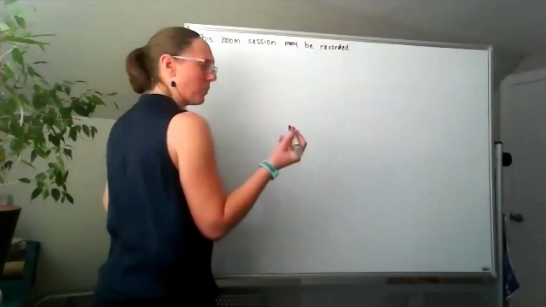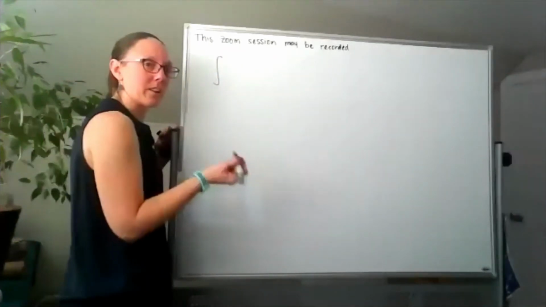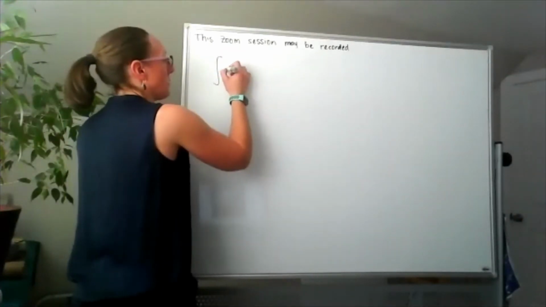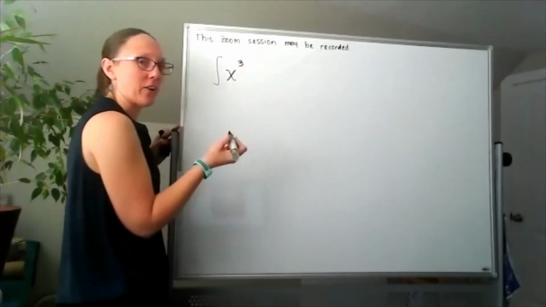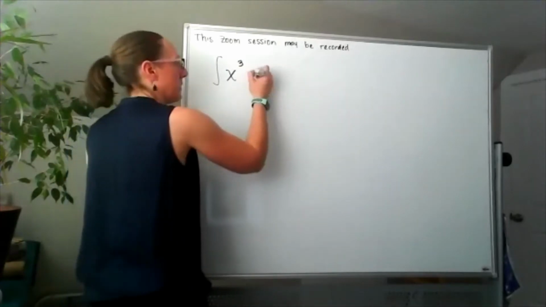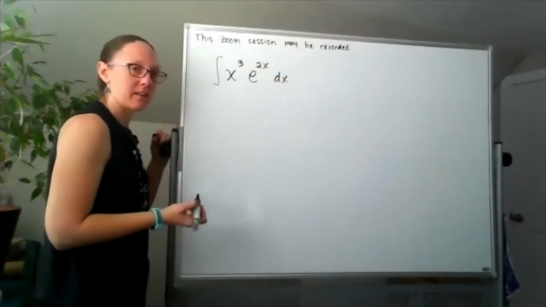10 minutes. I'm going to do a couple more. I'm going to make this one a little bit messy. So I want to integrate x cubed e to the 2x dx.